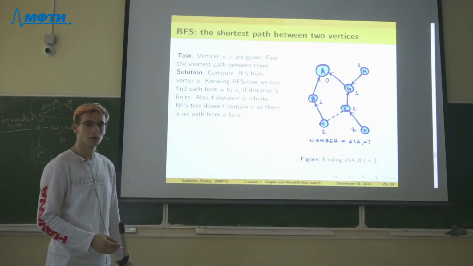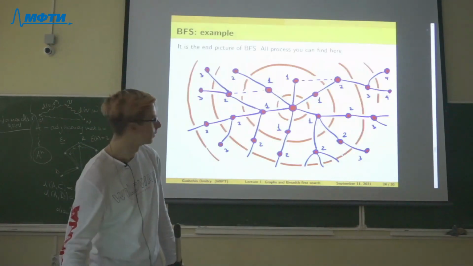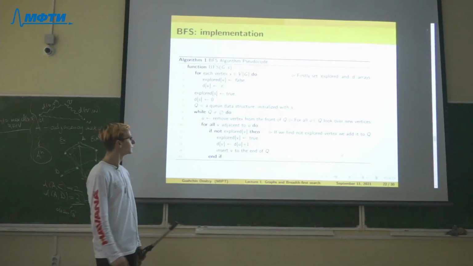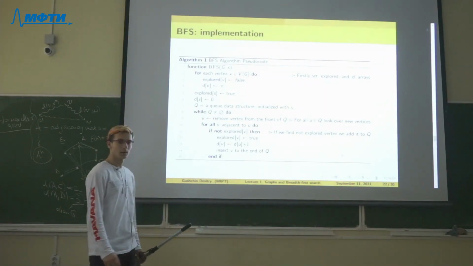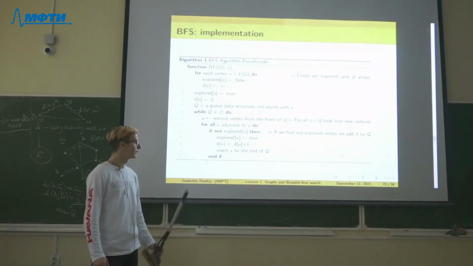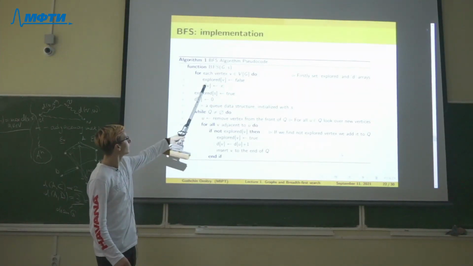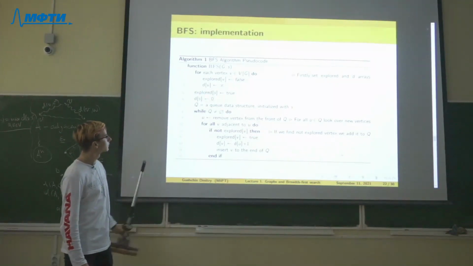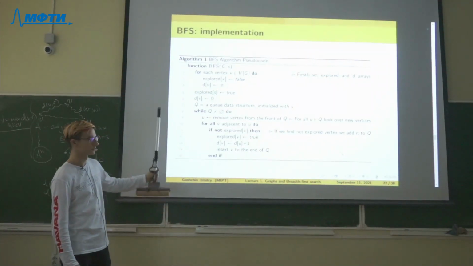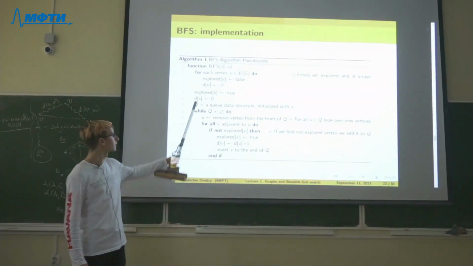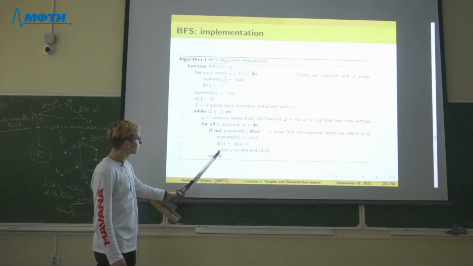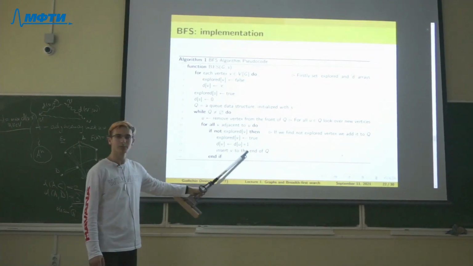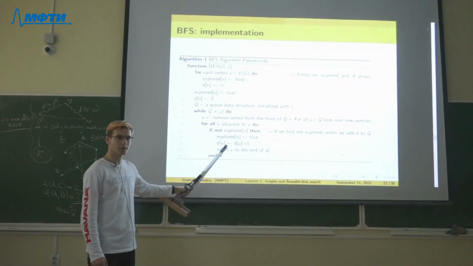Can you go back to the algorithm? Yeah. We need to improve it: in this row add a new array with 0 references. Yes. Then here we add another row that sets the parent of the vertex, okay? Yes.